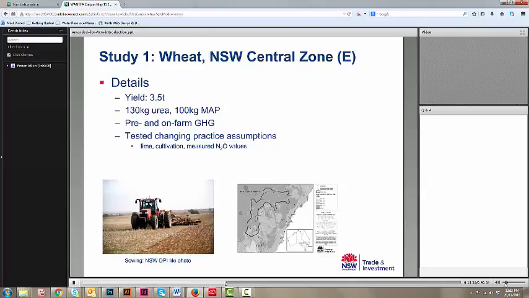Part of the development of that was to determine which emissions came from on-farm sources and which came from pre-farm. It's important to recognise that the emissions that come from the production of urea and MAP, for example, are actually attributed to this tonne of wheat. And there were some potential changes to practices that they trialled to see what the impacts of those were.